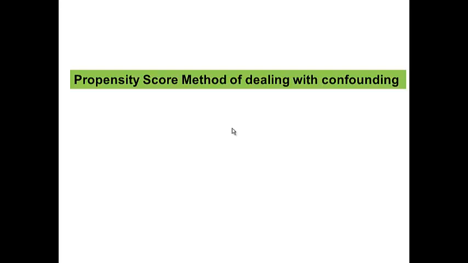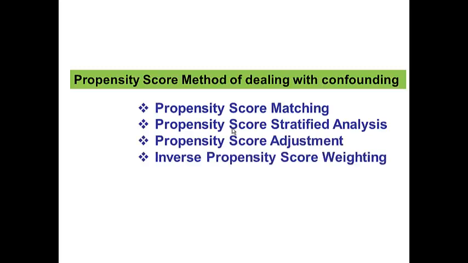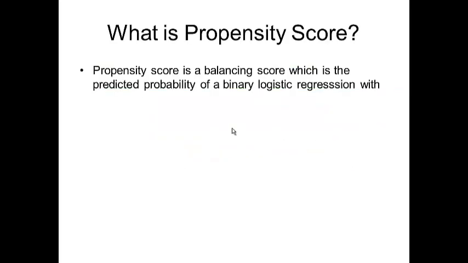And therefore, in order to more effectively control for confounding, the propensity score method was developed. There are 4 methods using propensity score for dealing with confounding. First, propensity score matching. Second, propensity score stratified analysis. Third, propensity score adjustment. Fourth, inverse propensity score weighting. Before we talk about each of the 4 methods, let's talk about propensity score. So what is a propensity score?